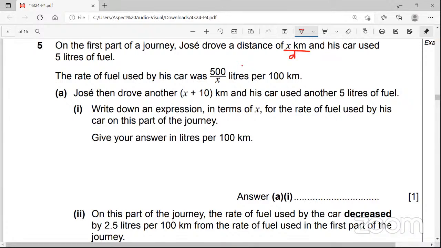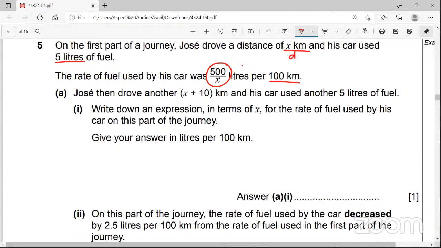Okay, so it says on the first part of a journey, Jose drove a distance of X kilometers. So we don't know the distance, but it's represented by X kilometers. That is on the first part of the journey. So obviously there are two parts of this journey. And then his car used 5 liters of fuel. The rate of fuel used by his car was 500 over X liters per 100 kilometers. So that's the formula that they use there.